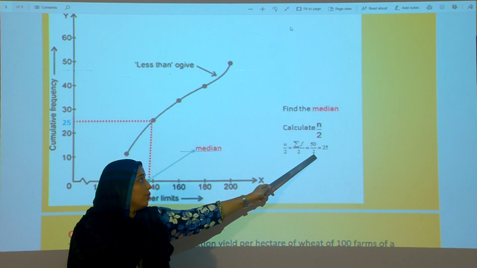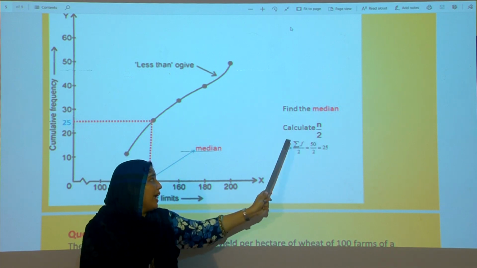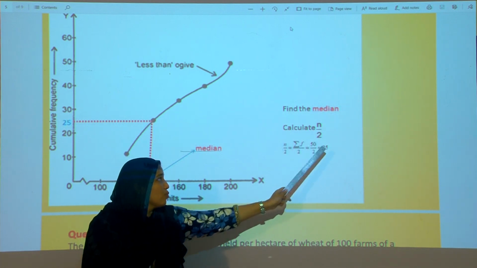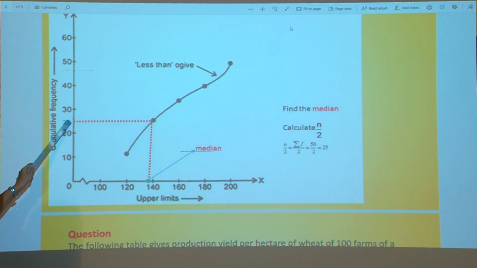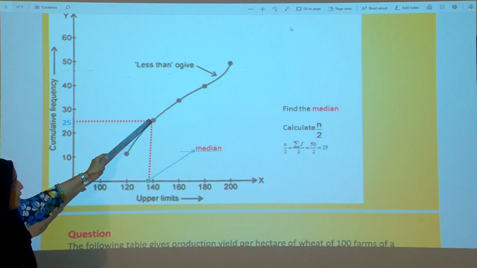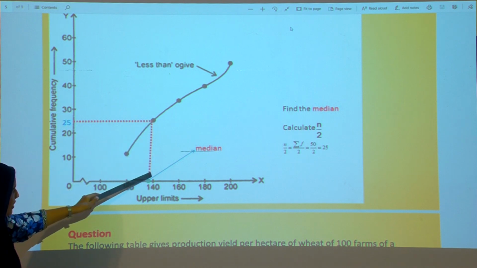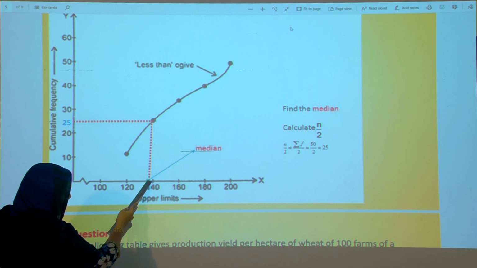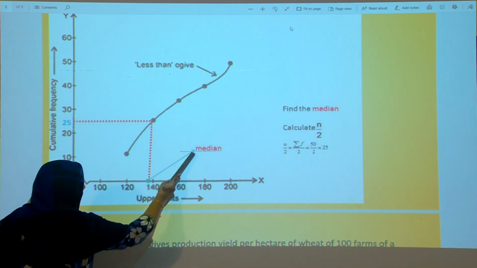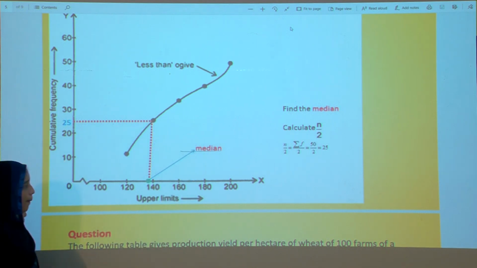So 50 by 2 is 25. Here our n by 2 is 25. So take a point whose ordinate is 25 and draw a perpendicular which meets the curve at a point. From that point, draw the perpendicular to the x-axis and we get approximately 139. So here 139 is the median.